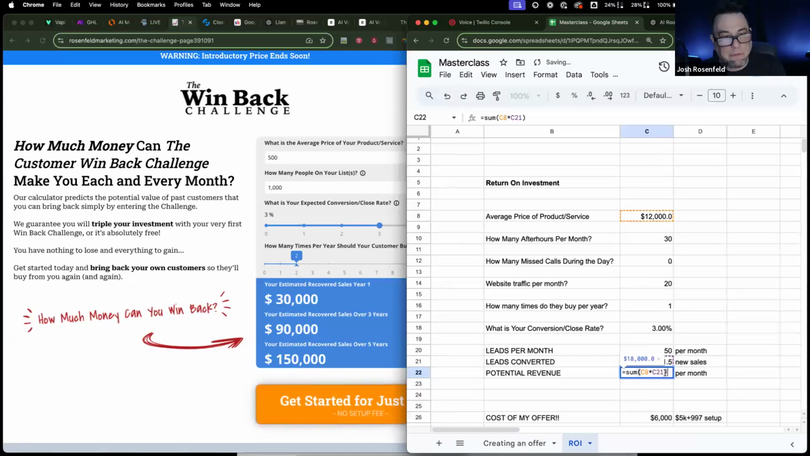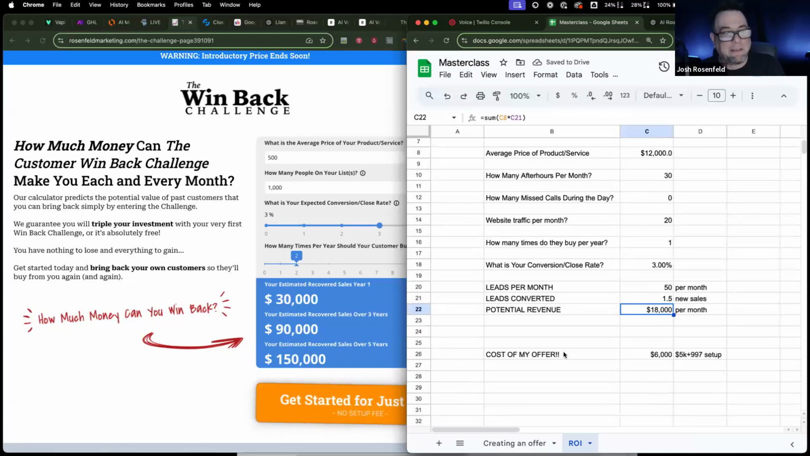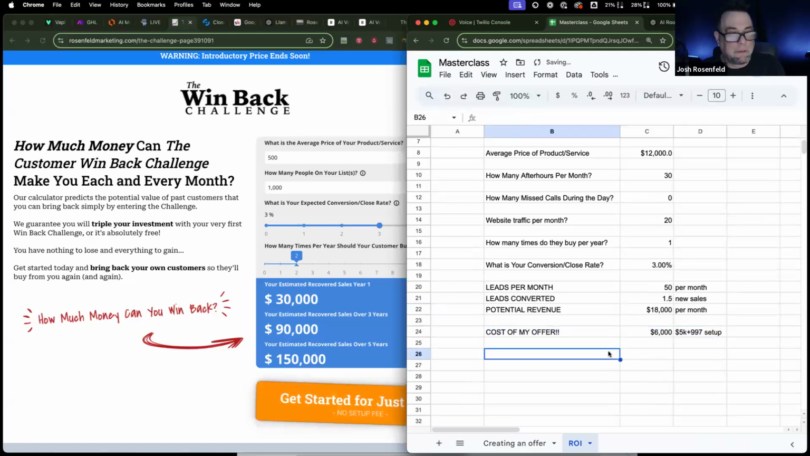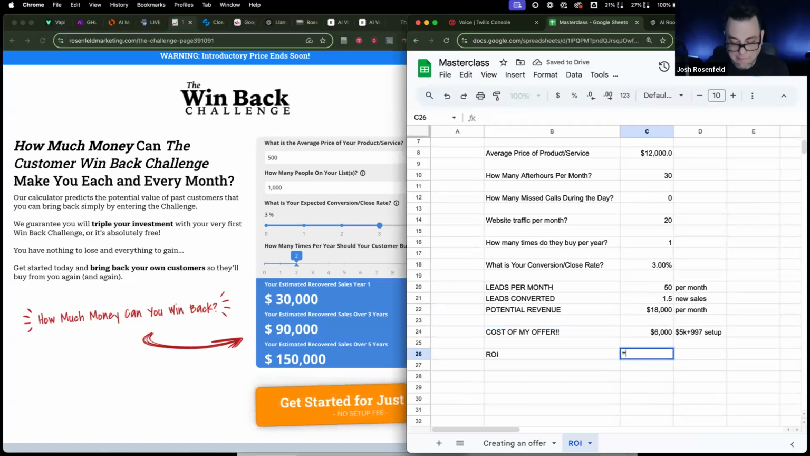It's a lot of money, folks. It's a lot of money for $5,000. So look, here's the cost of your offer, right? So you're going to say, what is the ROI? I think it's 6,000 divided by 18,000.